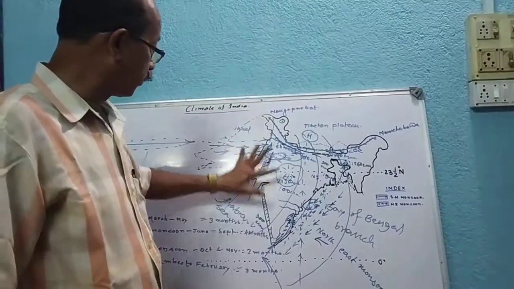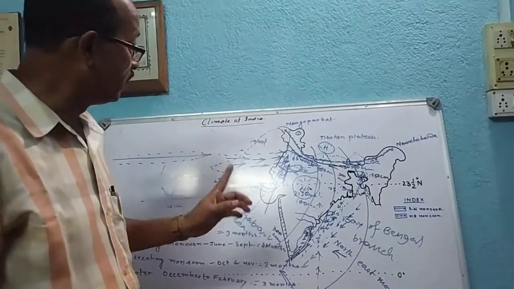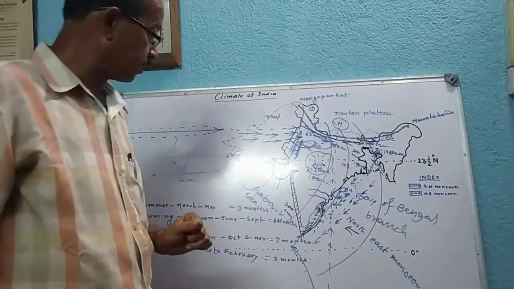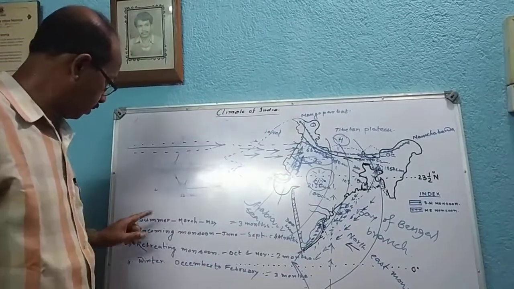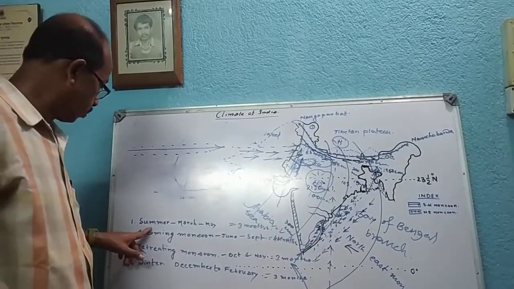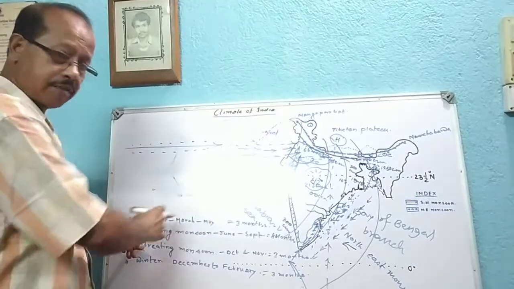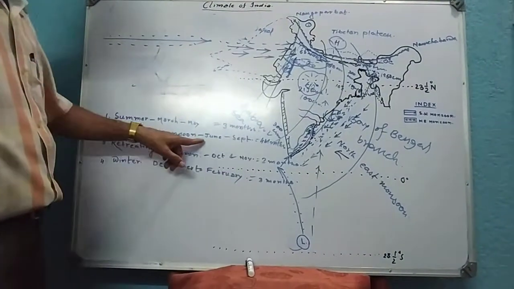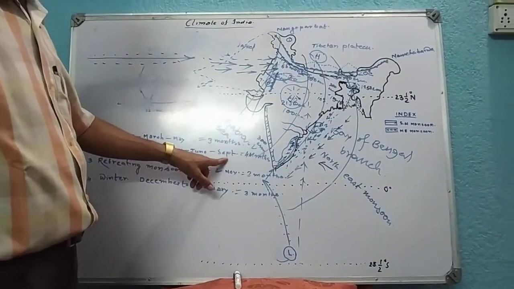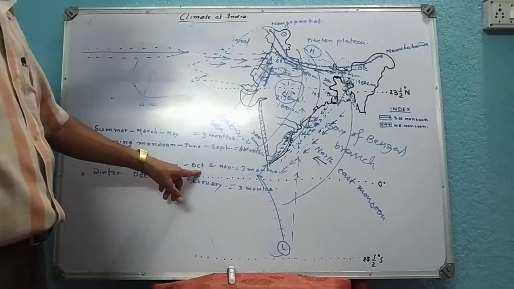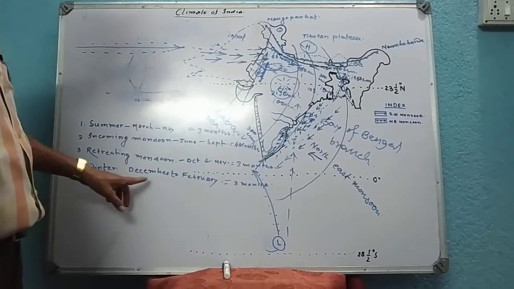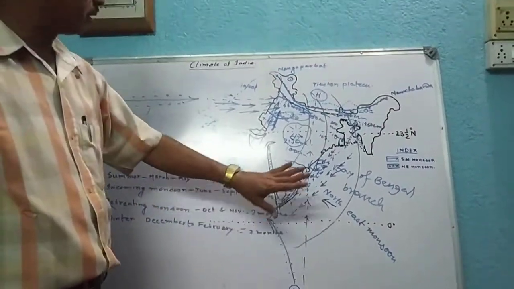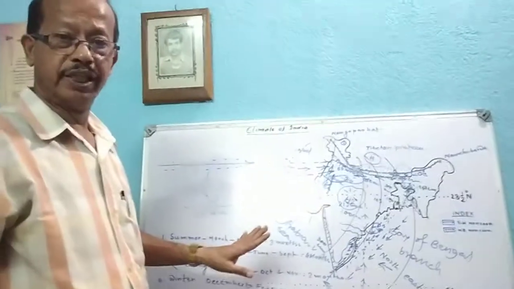Okay, these two climatic phenomena characterize the Indian winter season. I have already mentioned the four seasons in this class. Number one, summer, explained in the last class. Then incoming monsoon period from June to September, retreating monsoon October and November, and winter season December to February. Okay, this is your climate of India.